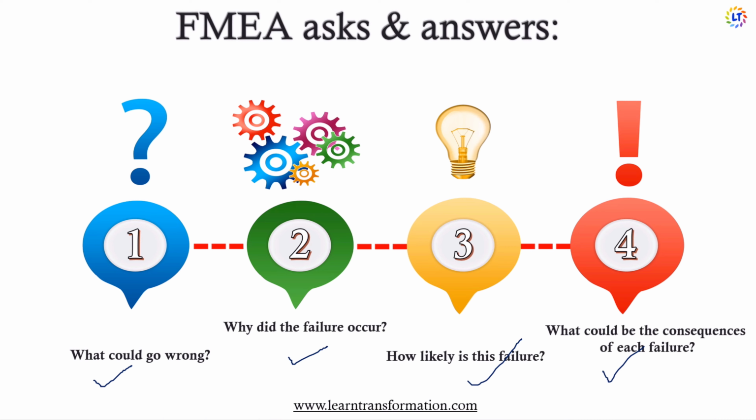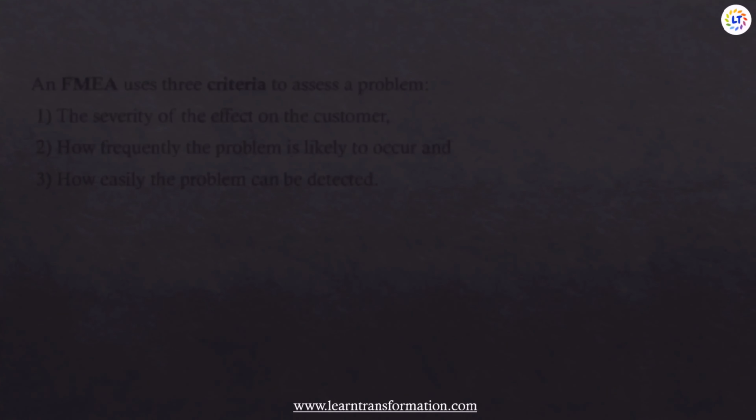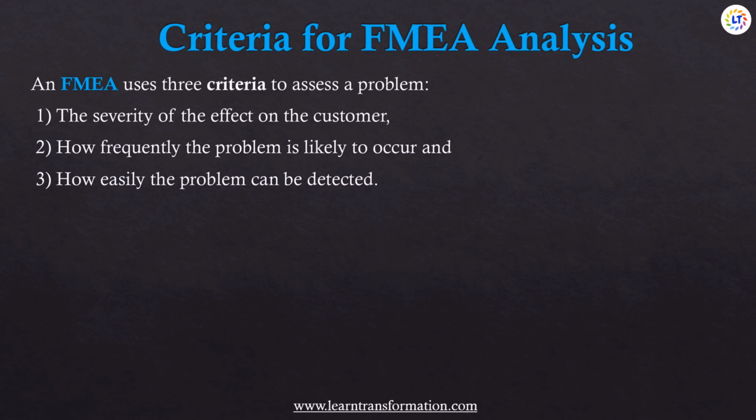Now let's see the criteria for FMEA analysis. An FMEA uses three criteria to assess a problem. First, the severity of the effect on the customer. Second, how frequently the problem is likely to occur. And third, how easily the problem can be detected.